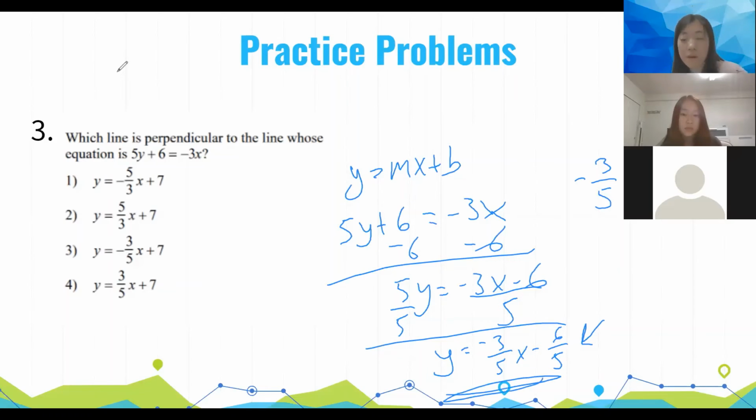You remember that for perpendicular lines, the slopes have to be negative reciprocals. So what's the negative reciprocal of negative 3/5? You have to flip it. When you flip it, what do you get? 5/3. Yes, 5/3, and you negate the negative sign, so you just get rid of it. So it is positive 5/3. Okay, so it's choice 2. Yes.